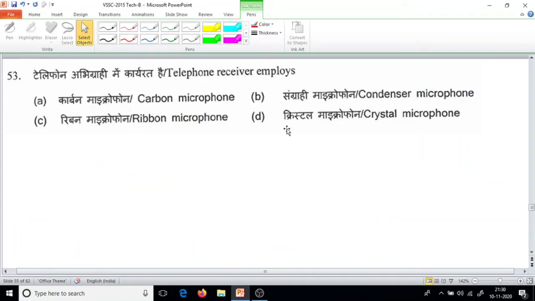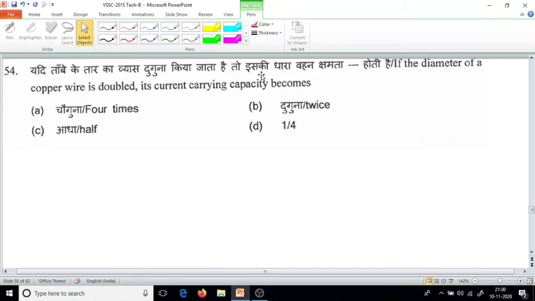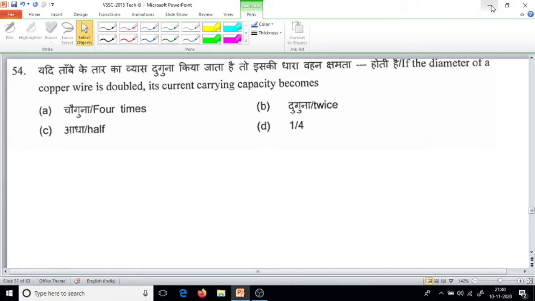Question number 53. In a telephone receiver, which microphone is used? In a telephone receiver, carbon microphone is used. Question number 54. If the diameter of a copper wire is doubled, its current carrying capacity becomes?